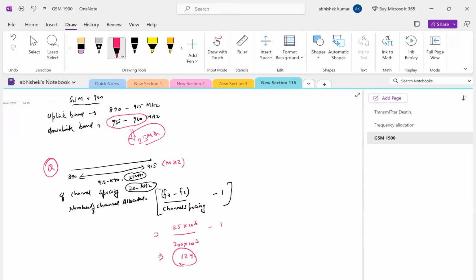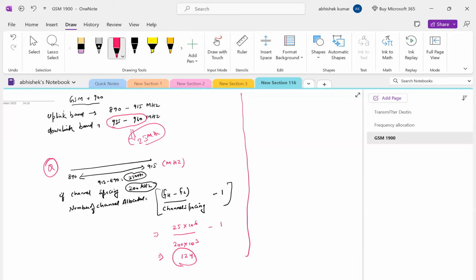So they can ask you a question, consider a GSM system, and calculate the number of channels allocated in that system. So you have to remember these bands also, right? The uplink band for GSM 900 is 890 to 915 megahertz, and the downlink band is 935 to 960. Okay, are you getting my point?